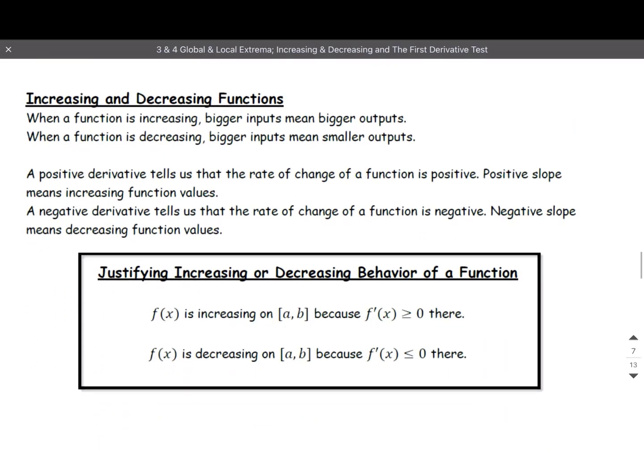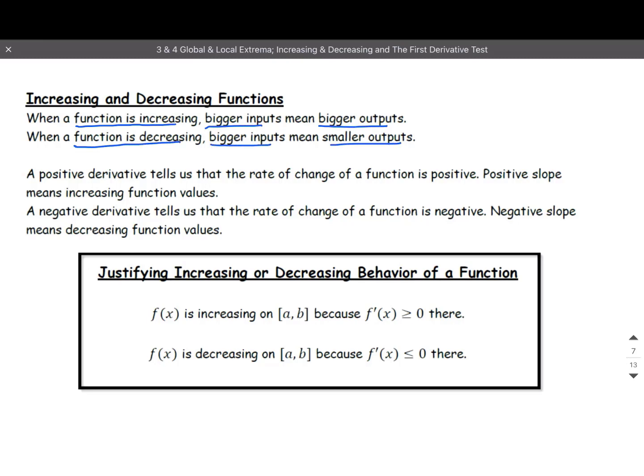Now, let's just talk a little bit about increasing and decreasing functions. When a function is increasing, bigger inputs mean bigger outputs, right? The bigger x gets, the bigger y gets. When a function is decreasing, bigger inputs mean smaller outputs. So as the x's are getting bigger, the y values are getting smaller.